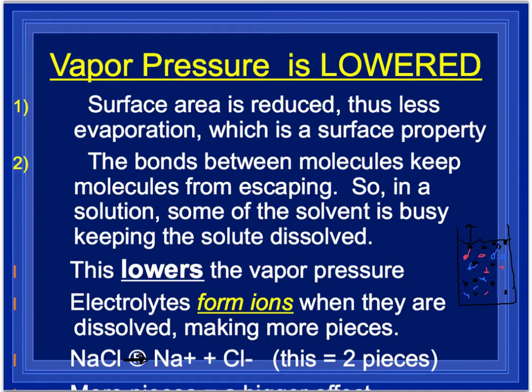And since we've got these bonds going on here, they're not able to escape, and this lowers the vapor pressure. Remember when we talk about vapor pressure, that is the pressure that the gas is exerting in the atmosphere. And so if we have less stuff going into gas, we're going to have lower vapor pressure. So let's see what this says. Electrolytes form ions when they are dissolved, making more pieces. And so that's what we said about the sodium chloride.